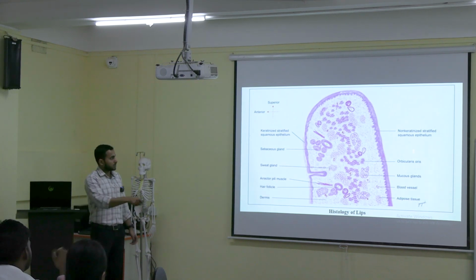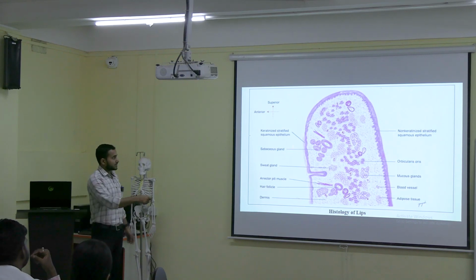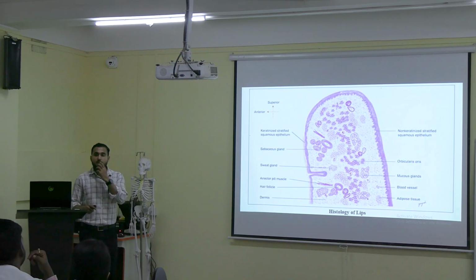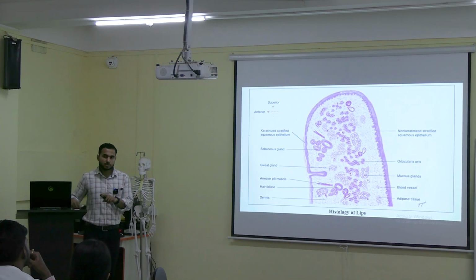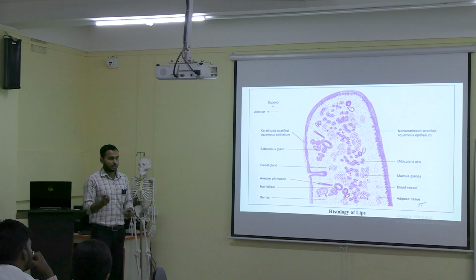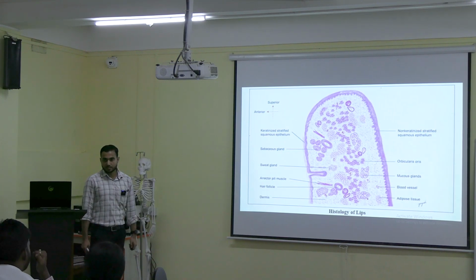Yes. So this is the mucous part, the red colored part, and this is the area which is covered by skin. Now, how will you understand? First of all, the lining epithelium will be different. Here you can see non-keratinized epithelium. Here you can see keratinized epithelium.